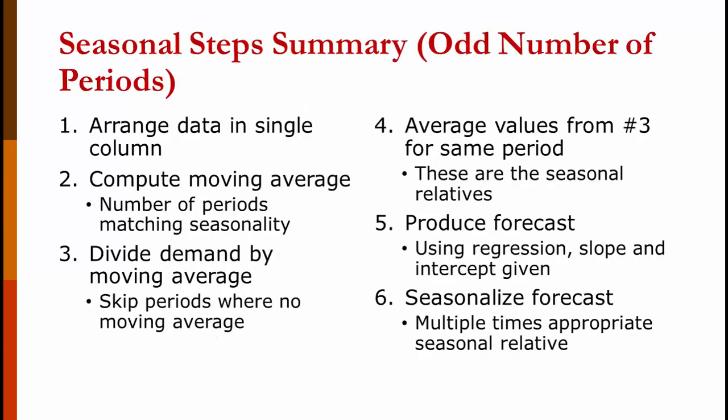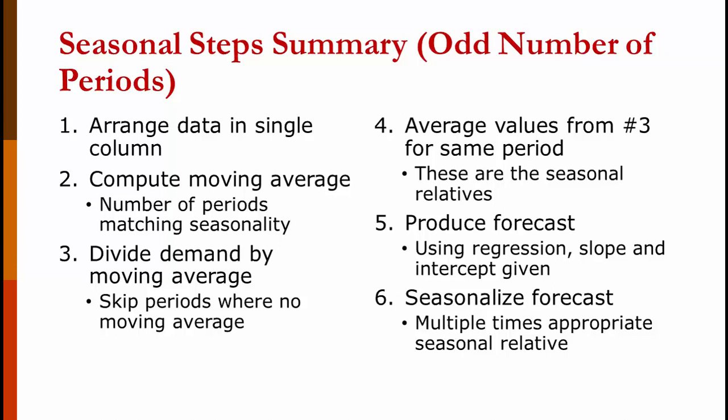In general, the steps for computing seasonal relatives with an odd number of periods are as follows. 1. Arrange the data in a single column. 2. Compute moving averages, and you want the number of periods in the moving average to match seasonality. So if it's quarterly seasonality, you do a 4-period moving average. 3. Divide the demand by the moving averages. You won't have a moving average for all periods, so you skip the ones where you don't have both the data and the moving average.